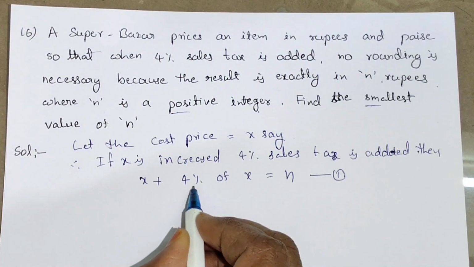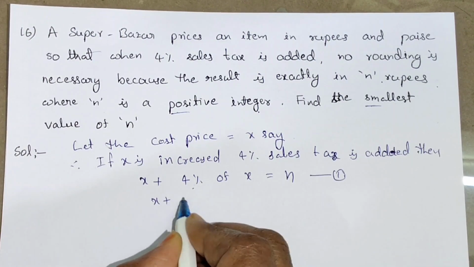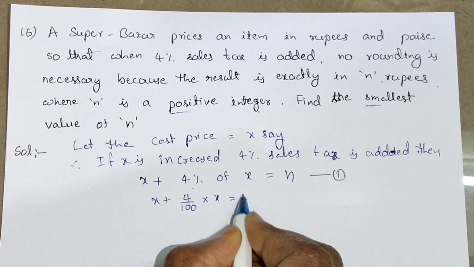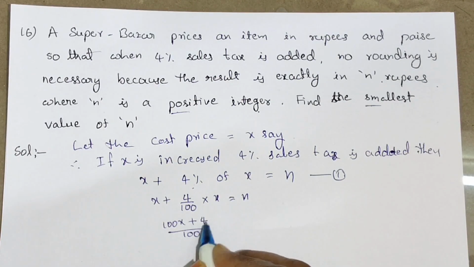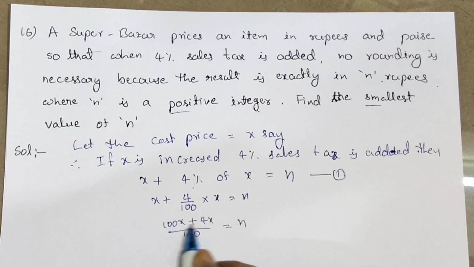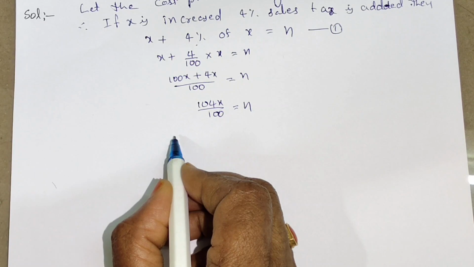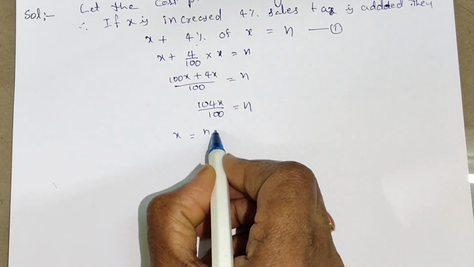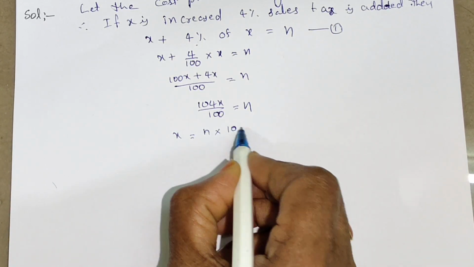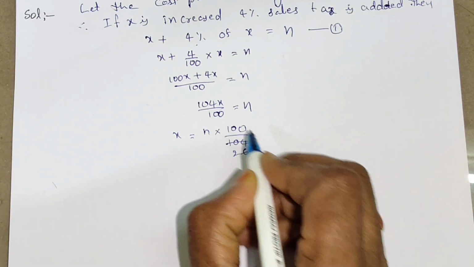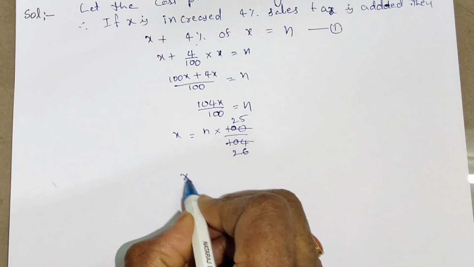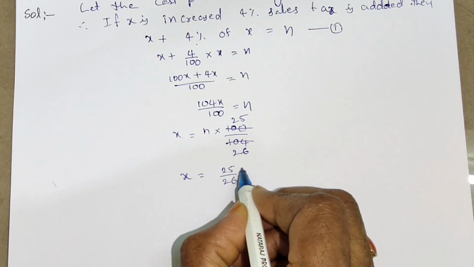Now we reduce the percentage. x plus 4 by 100 into x equals n. Now take the LCM, 100 is the LCM. So 100x plus 4x is equal to n, that is 104x by 100 equals n. Now x equals n into 100 by 104. Dividing by 4, x equals 25 by 26 into n.